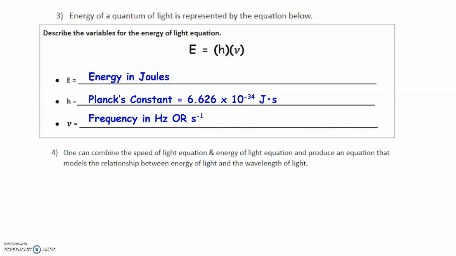Let's talk about that energy now. So the energy of a quantum of light is represented by this equation, E equals h nu. E standing for energy, and that's measured in units of joules. H is Planck's constant, which is 6.626 times 10 to the minus 34 joules second. And then the nu is your frequency, which is measured in hertz.